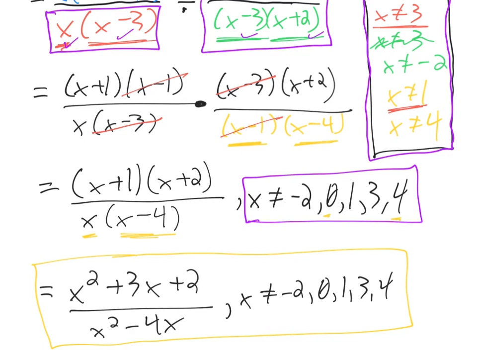Okay, so now we have looked at multiplying and dividing rational expressions and looking for their restrictions or their non-permissible values.